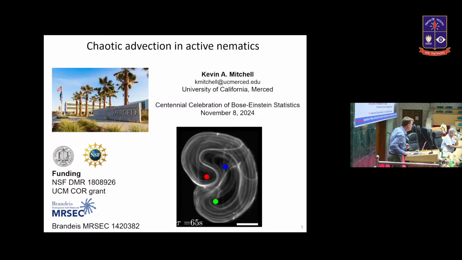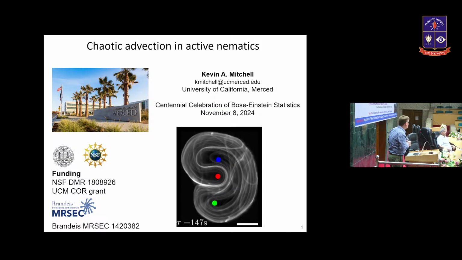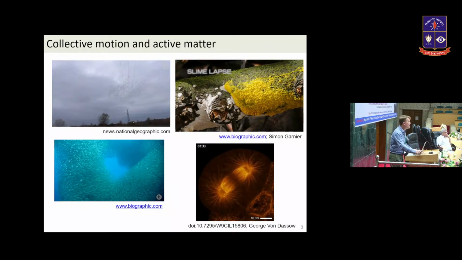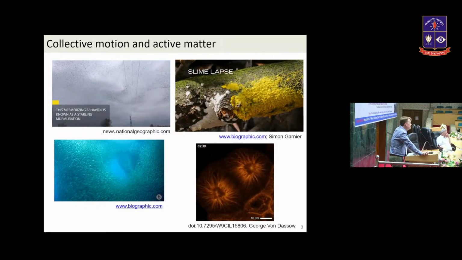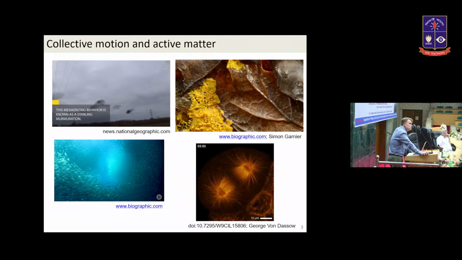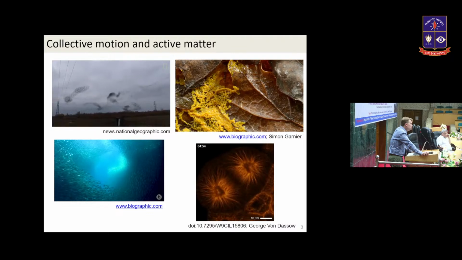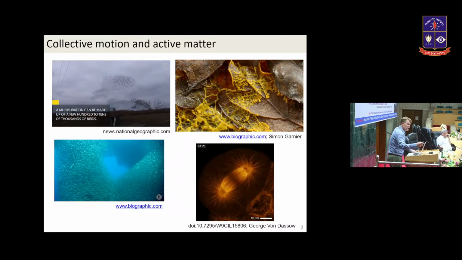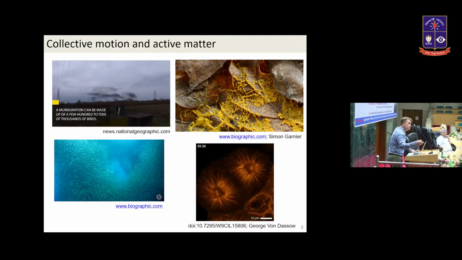But now I'd like to turn my attention to collective motion and active matter. This is really a hot topic in soft matter physics these days. And I'm showing several examples of systems that are either materials or that can be roughly thought of as a kind of material. These are classic examples of active motion, active matter.